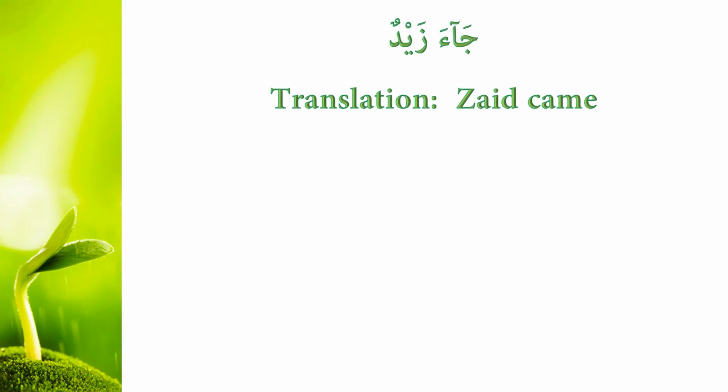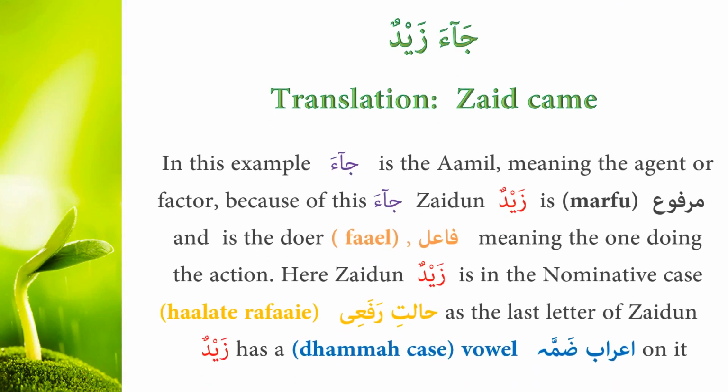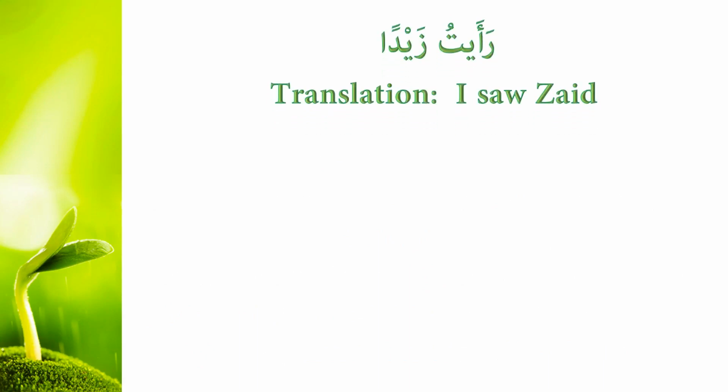Ja'a Zaydun. Translation: Zaid came. In this example, Ja'a is the amil, meaning the agent or factor. Because of this, Zaydun is marfu' and is the doer, fa'il, meaning the one doing the action. Here, Zaydun is in the nominative case, halate rafa'i, as the last letter of Zaydun has a dhamma case vowel on it. I'rab: dhamma.